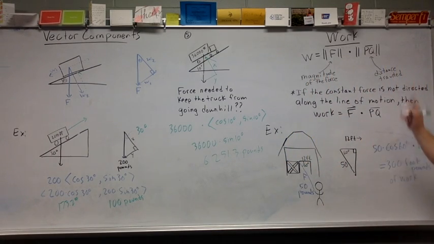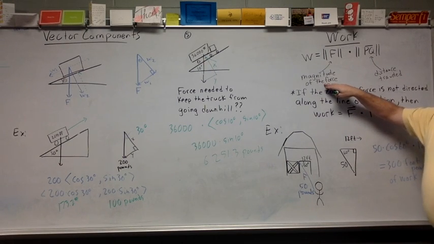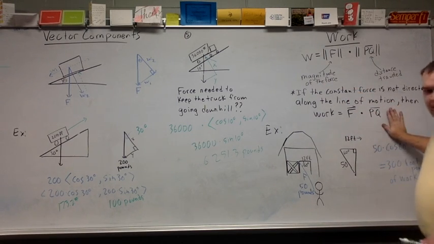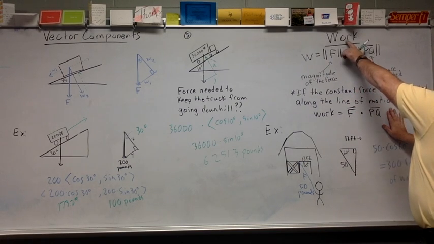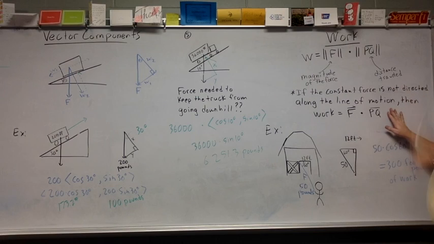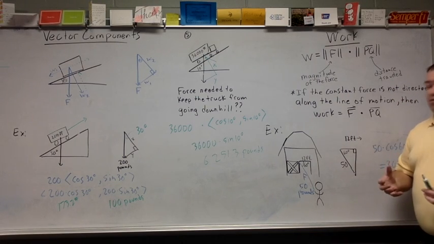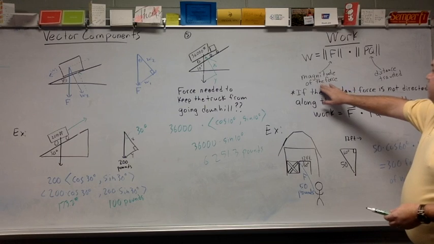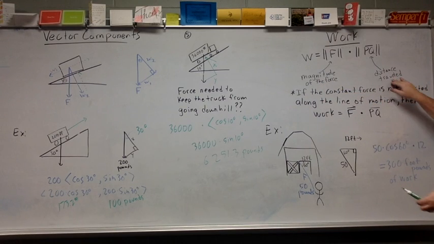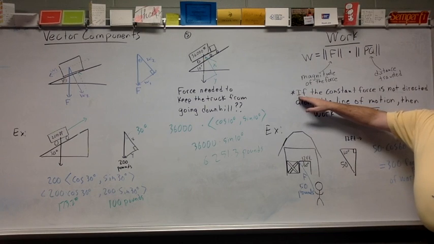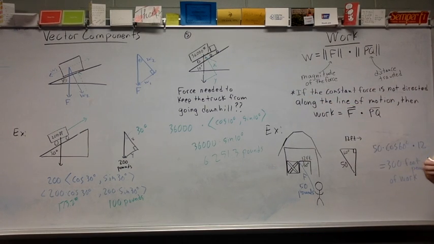The last thing we're going to talk about is work. Work requires something more than just the magnitude of the force. I can push on my board as much as I want. I'm doing no work because work requires a distance to be traveled. Something has to move. So when we talk about work, we're talking about the magnitude of the force and the distance it traveled. The interesting thing about this, how this ties into our vector components, if the constant force that's being applied is not directed along the line of motion, then we need to do this a little differently.